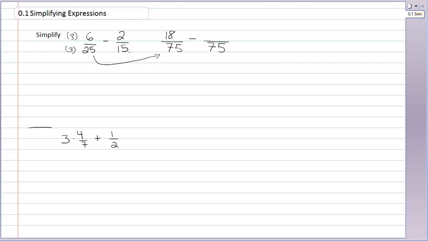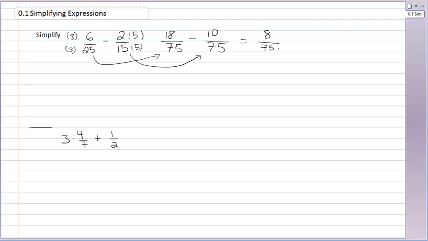Now, likewise, I need to ask, what do I have to do to make 15 become 75? Well, of course, 15 times 5 gives you 75. That means that 2 times 5 is going to end up giving me 10 for the numerator. Now, from here, both fractions have the same denominator. What's nice about that is then we can simply keep the common denominator for our answer and then subtract the two numbers on top. So 18 minus 10, or in other words, 8 is the final answer for that.